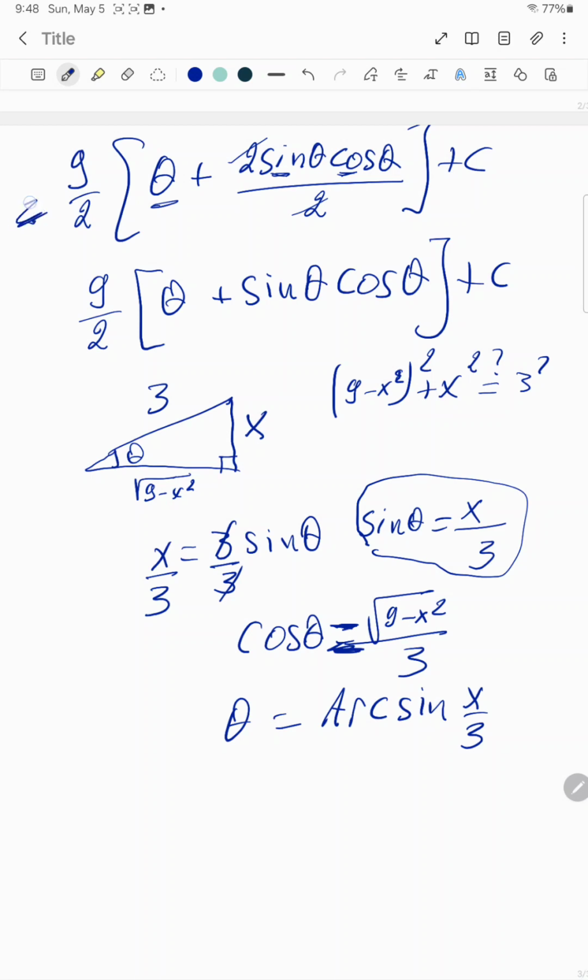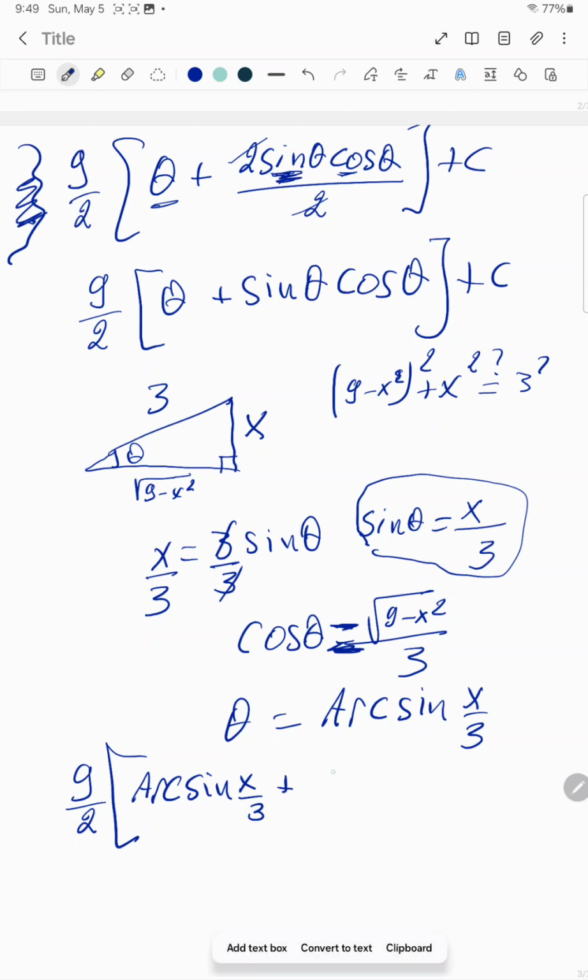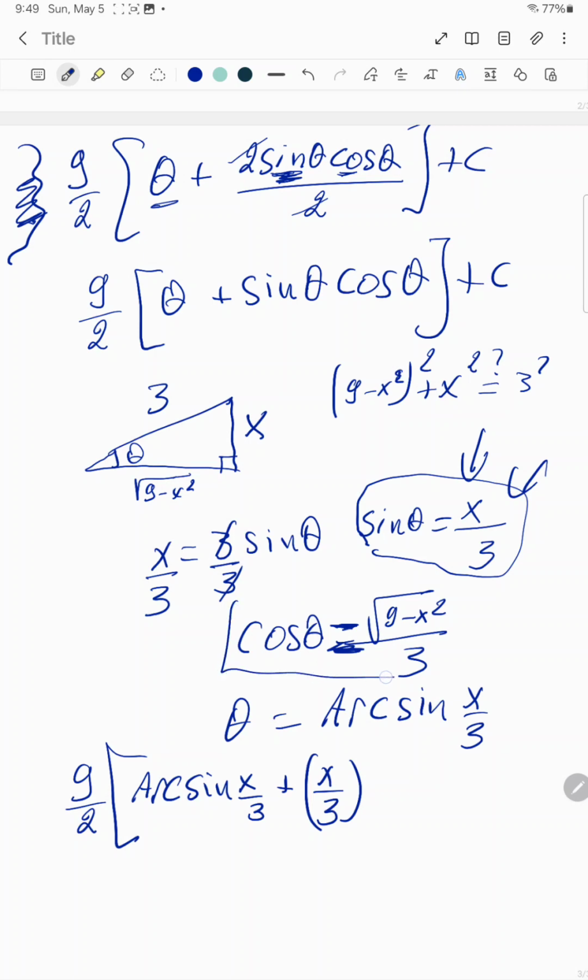Now I go back to my solution that I wrote here, and it becomes 9 over 2 times arc sine of x divided by 3, plus, instead of sine theta, I will put x over 3, because sine theta is equal to x over 3, times, instead of cosine theta, the square root of 9 minus x squared divided by 3, plus C. And that's the final answer.